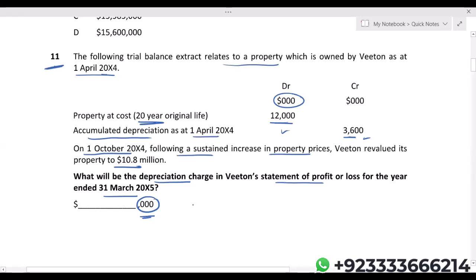So let's calculate the depreciation expense for the first 6 months. 12,000 divided by 20, I'm getting 600. Then 6 by 12 means 300. So for the first 6 months, the depreciation is 300.